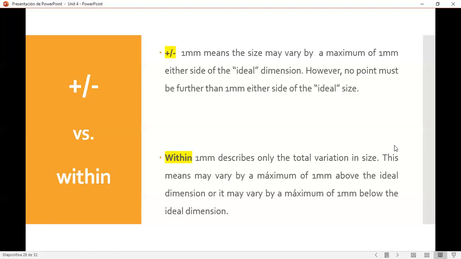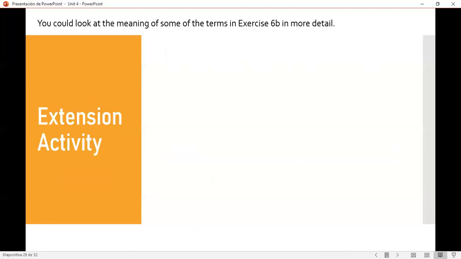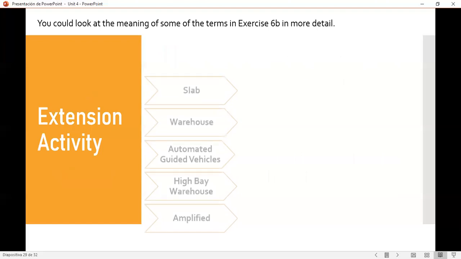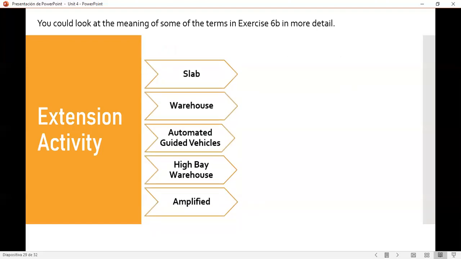Perfect. So before we continue, the book gives us an extension activity. It's a short activity about vocabulary. Some words that you might read and remember from exercise 6B, where we talk about the super flat floors. In this part, we've got these 5 words: slab, warehouse, automated guided vehicles known as AGV, high bay warehouse, and amplified.